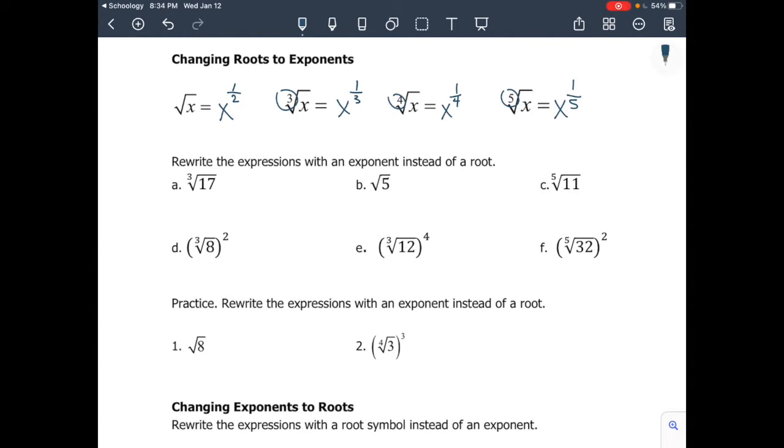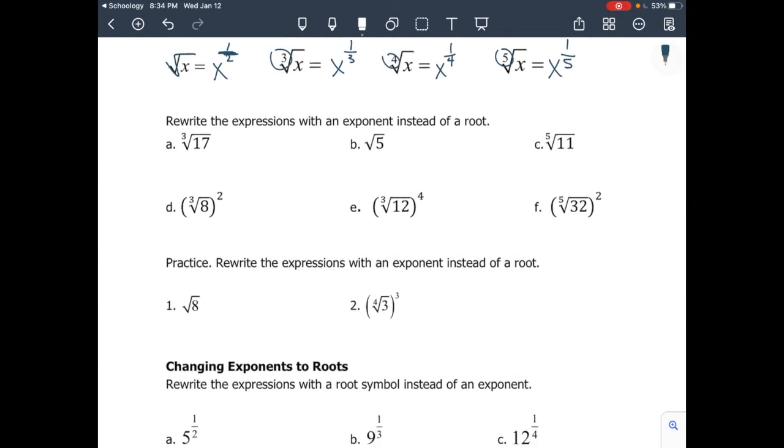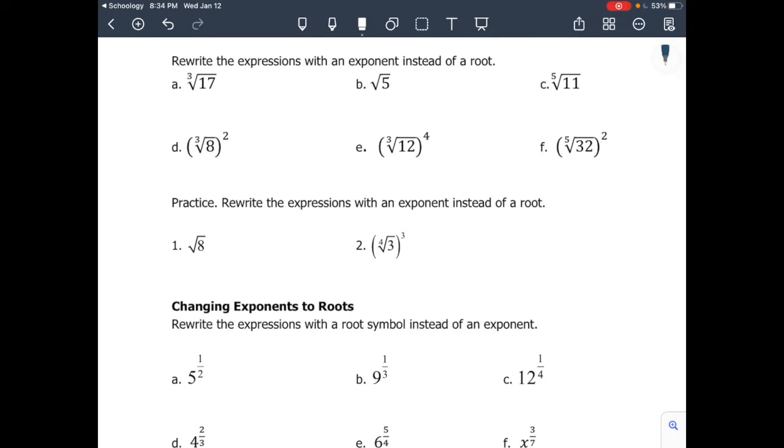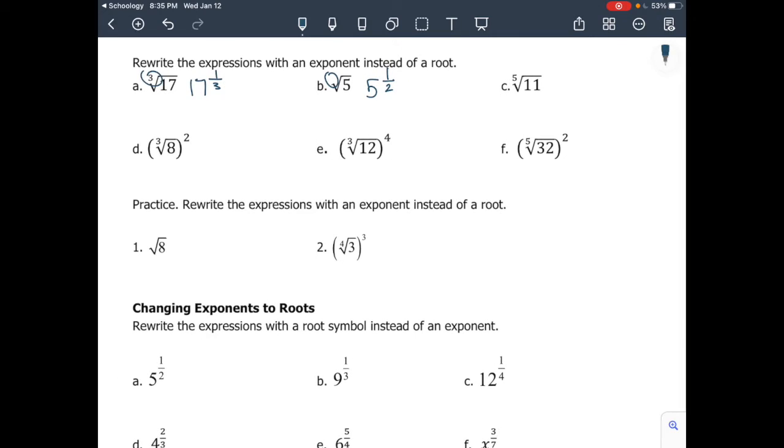So the idea here is that normally you have like x squared, and then here you have a square root. So the number on the bottom would be the square root part. So we'll look at that a little more in a second. So then it says rewrite the expressions with an exponent instead of a root. So this would be 17 and then 1/3, because there's that root there. And then there's no number here, so that's 5 to the 1/2 because it's a square root. And then 11 to the 1/5.